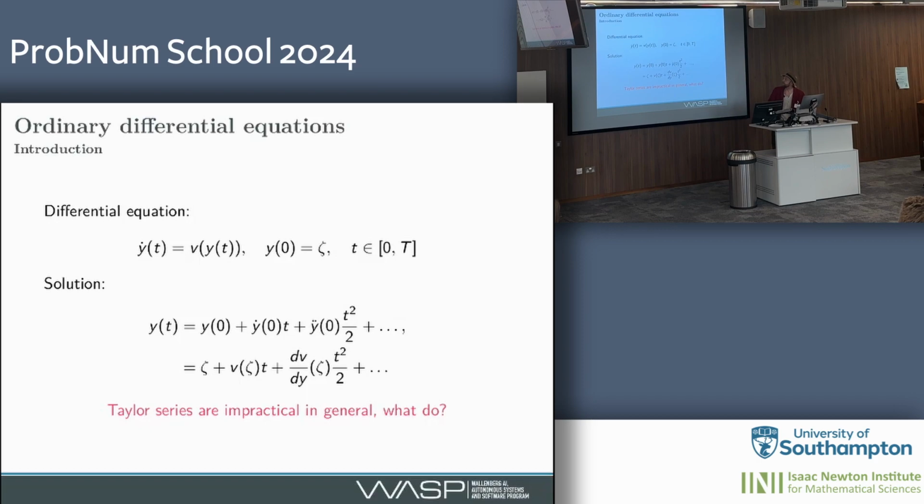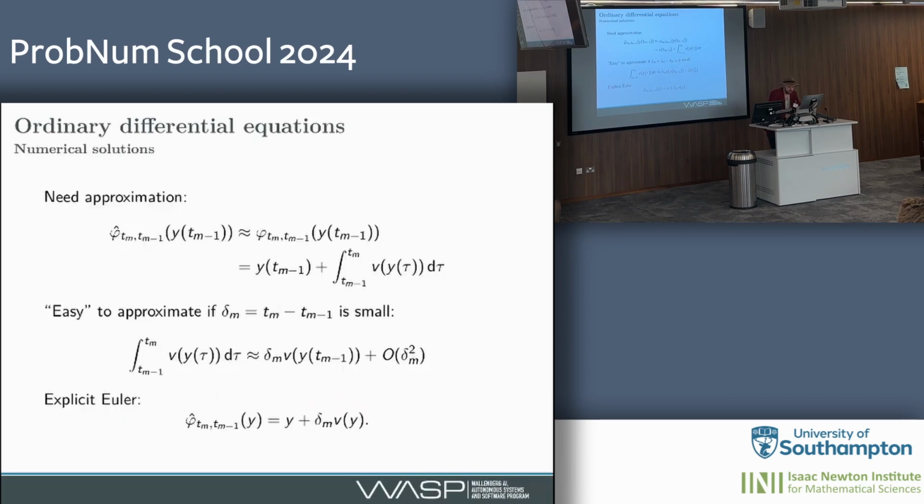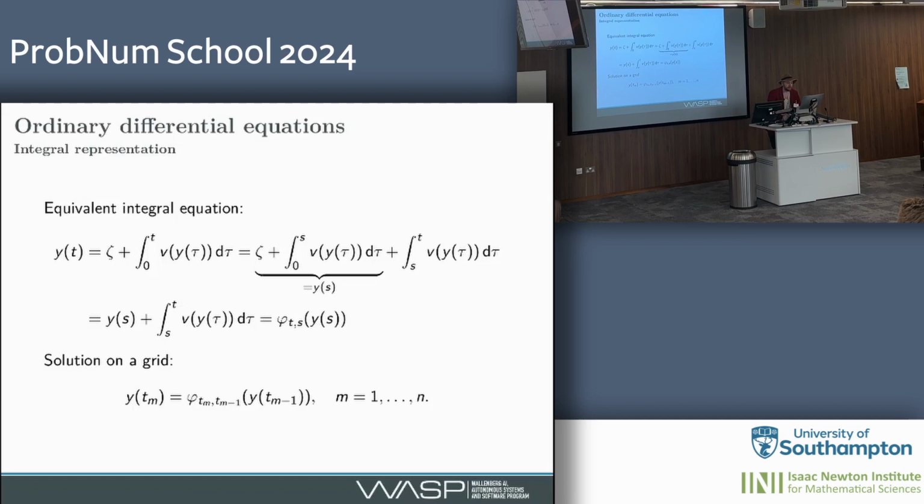Now you can formally solve this by just taking derivatives on the left-hand and right-hand side, and then you get a Taylor series expansion of the solution. But this is not very practical. So what do you do in general? You can integrate both sides and turn it into an integral equation instead. So this is the same as before, you just put integrals on both sides. And now we have this self-referential integral.